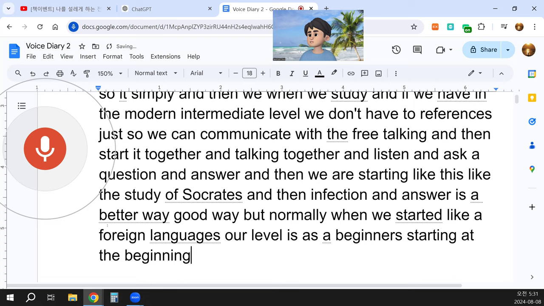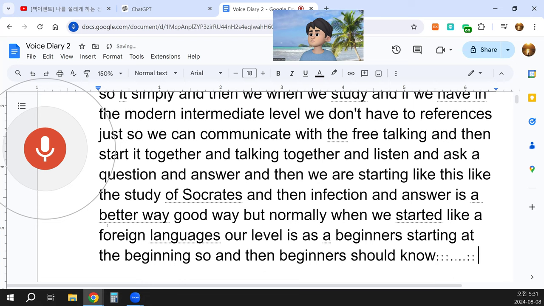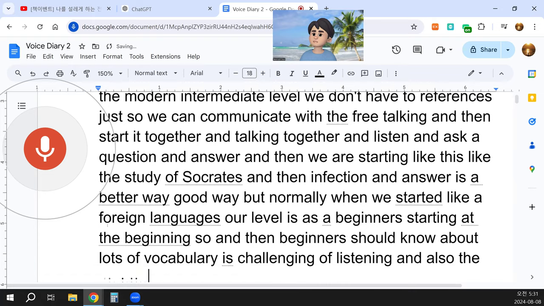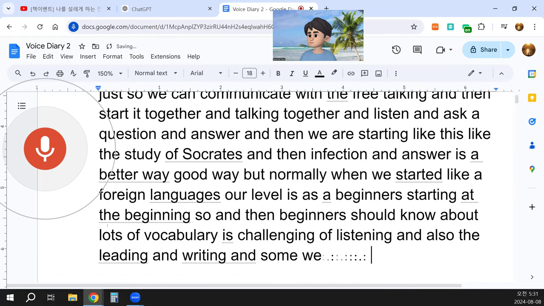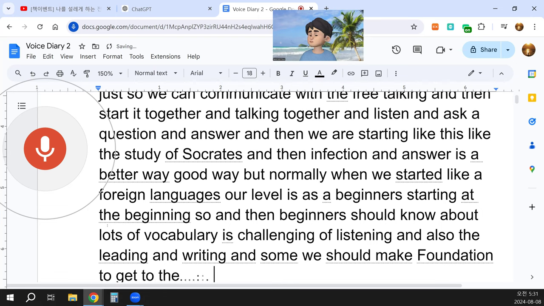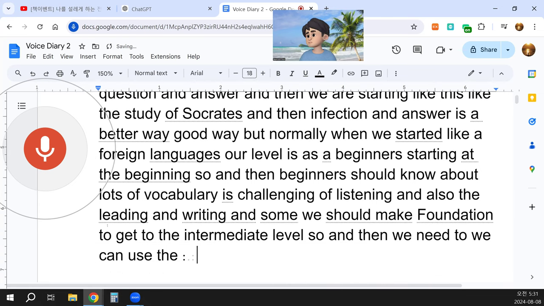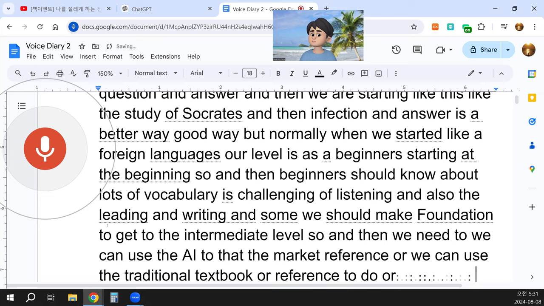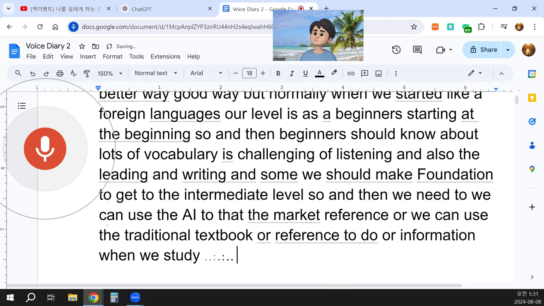Beginners should learn lots of vocabulary. Listening, reading and writing are challenging, and we should make a foundation to get to the intermediate level. So we can use AI to get a reference, or we can use a traditional textbook, reference book or information when we study. Simply, we can find a good way to do that.